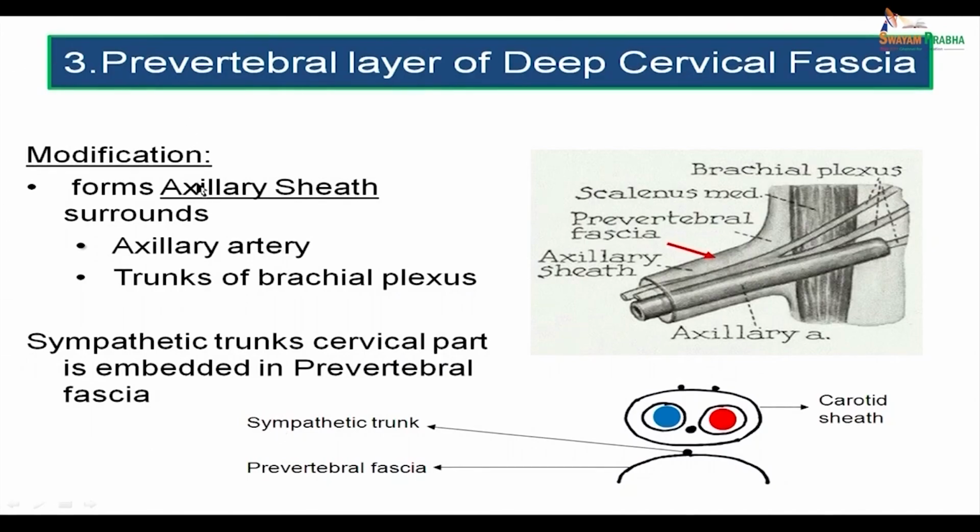It modifies. So, the prevertebral layer shows a modification called the axillary sheath. This axillary sheath is a tubular elongation, a covering, which covers the axillary artery and the trunks of the brachial plexus. Then also within the prevertebral layer lies an important nerve trunk called the sympathetic trunk. It is embedded within the prevertebral fascia.